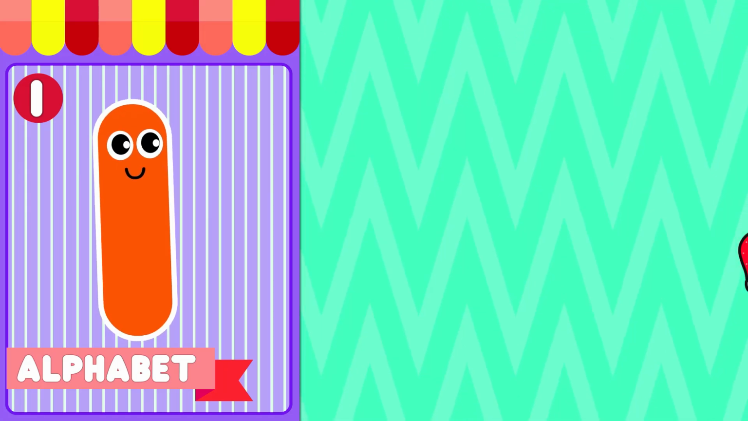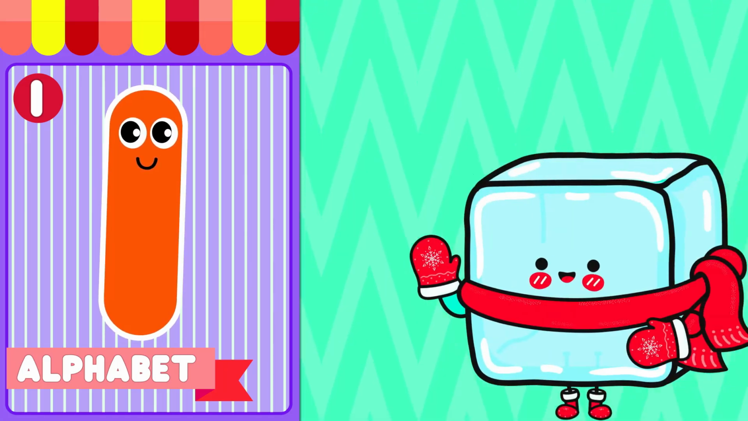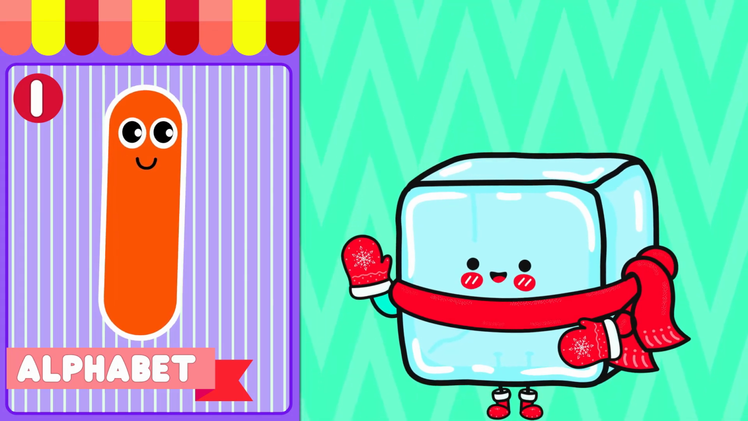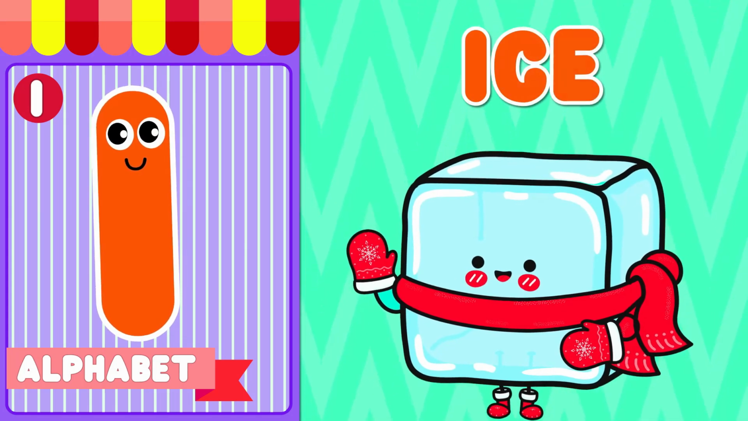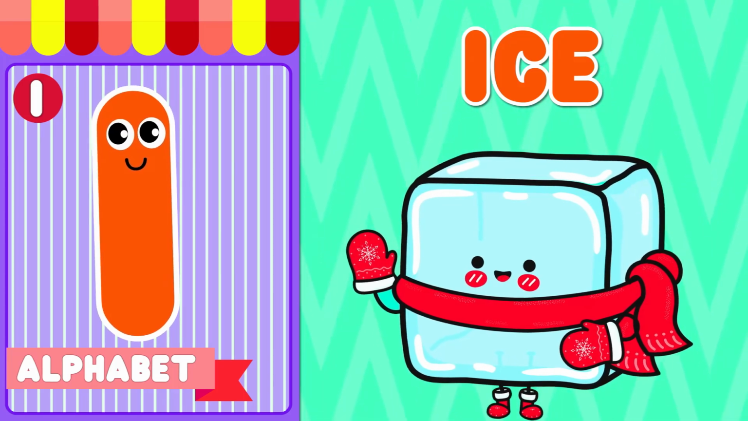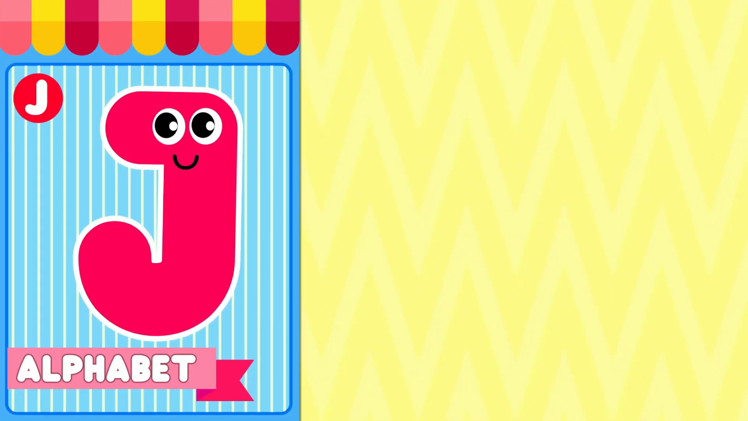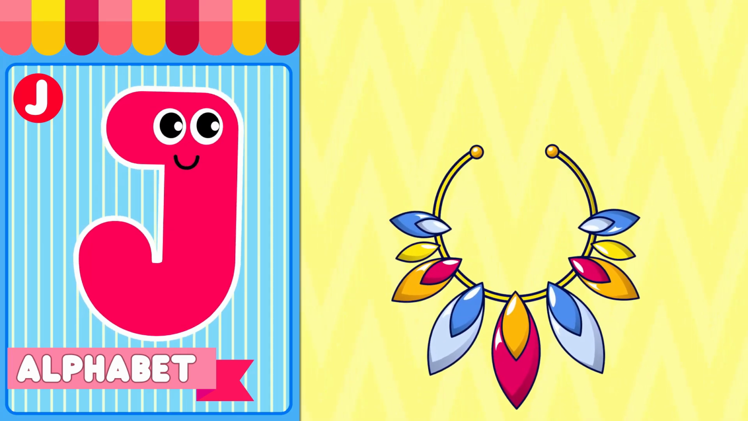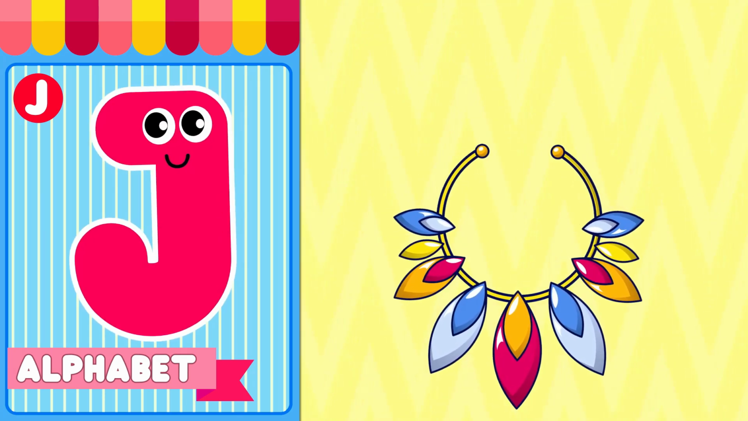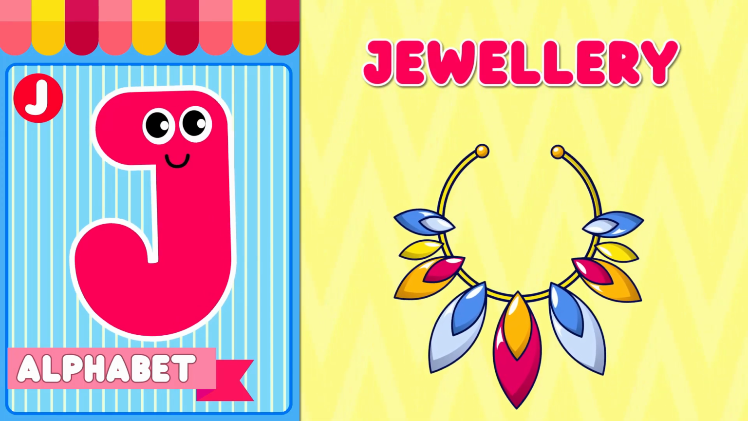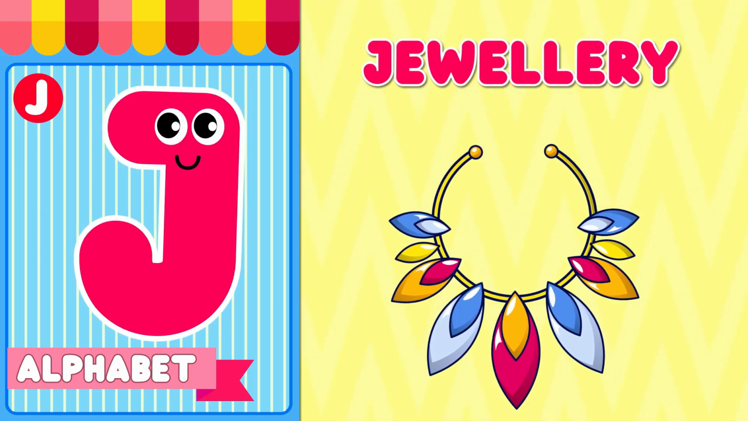It's the alphabet I. I for ice. Ice. I for ice. It's the alphabet J. J for jewelry. Jewelry. J for jewelry.